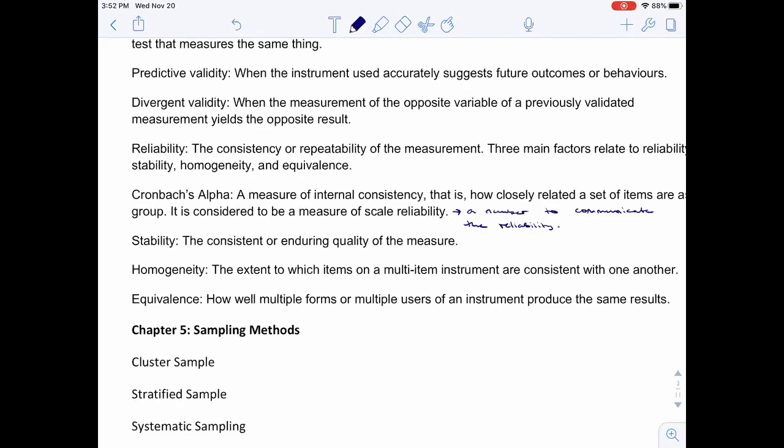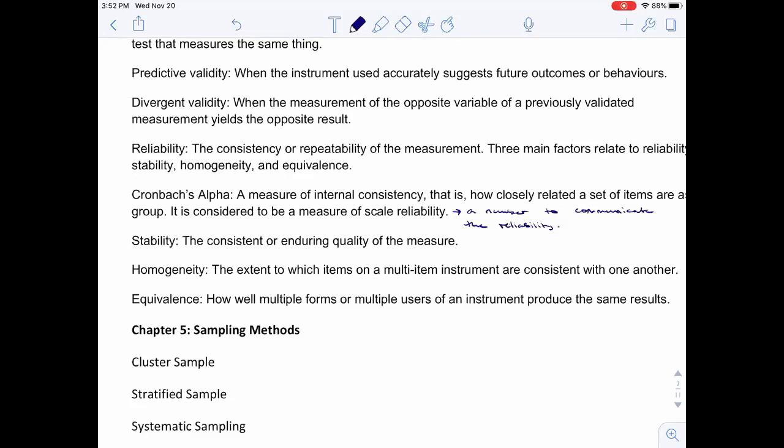Homogeneity is just how the same all these things are. So a multi-item instrument, basically any survey: are the items consistent with one another? Are you asking consistently about the same thing?